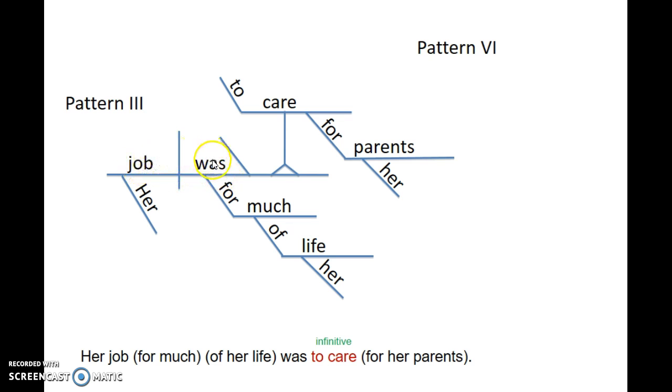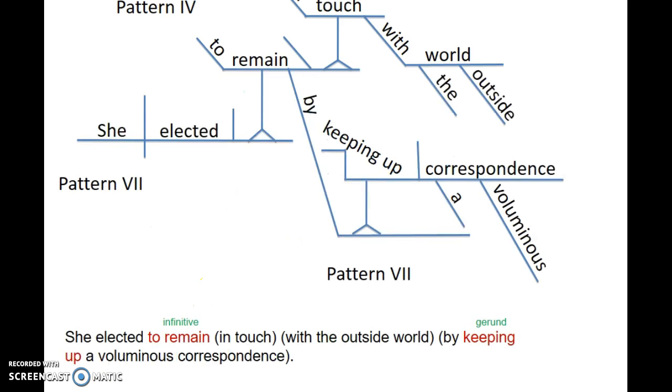So we have subject, be verb, noun makes the main clause of pattern 3. And then our verbal is subject plus our verb care, which is an action verb with no direct object, is a pattern 6.